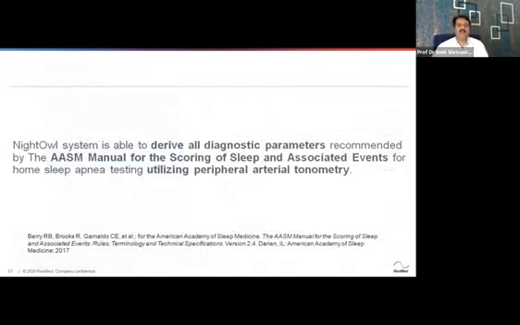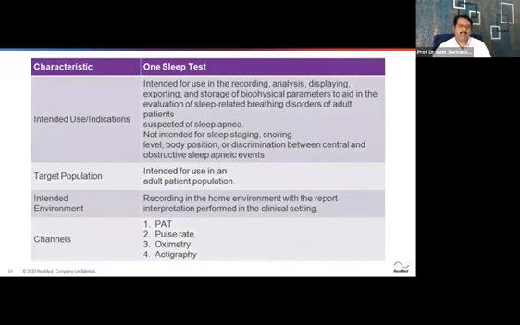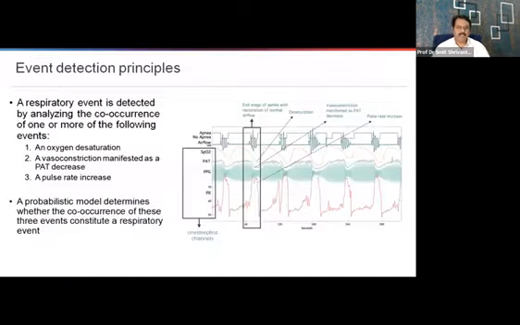So the NightOwl system enables us to derive the diagnostic parameters that the manual recommends for scoring sleep and associated events, and it also utilizes peripheral arterial tonometry. This is a new addition to the understanding, and it utilizes 4 channels: peripheral arterial tonometry, pulse rate, oximetry, and the actigraph. It has an accelerometer which records the limb movements of the person who's being studied.